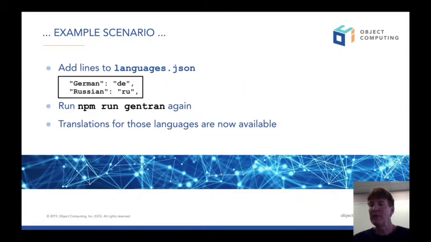We can add languages to be supported by editing languages.json. Here we add German and Russian. Then we need to run npm run gentran again to generate the files de.json and ru.json. Now translations for those languages are available.